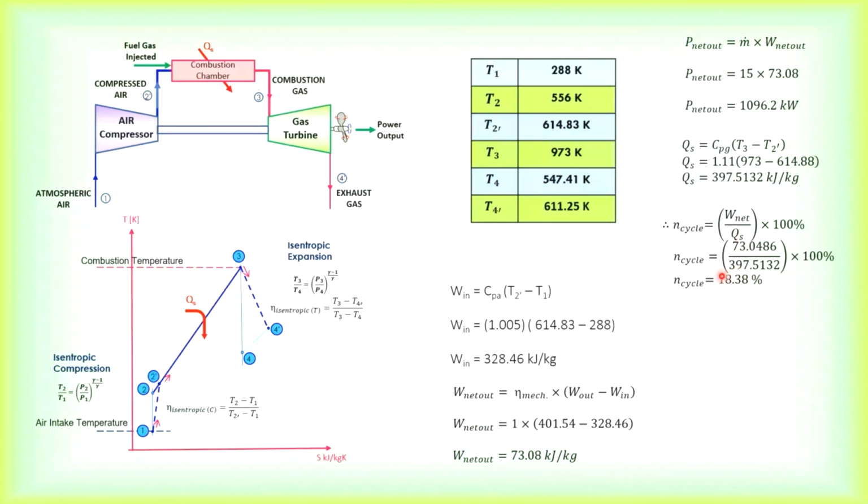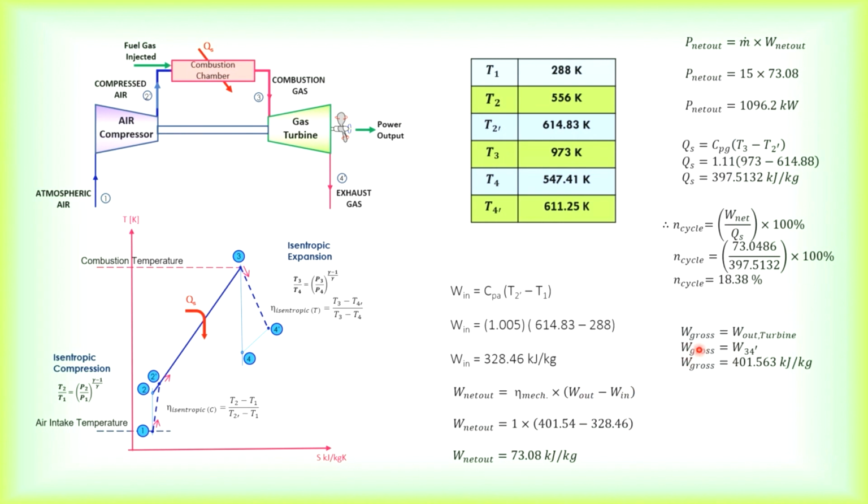So you've got a cycle efficiency of 18.38%, which is very, very low. That is why a simple gas turbine unit is usually combined with a vapor power plant. Those we call combined power plants.